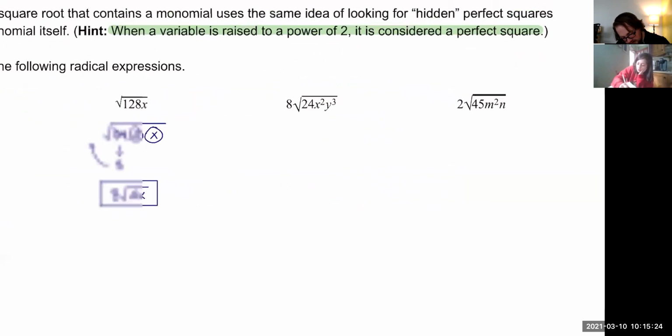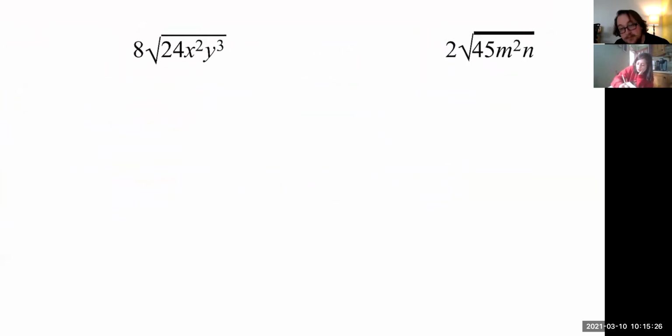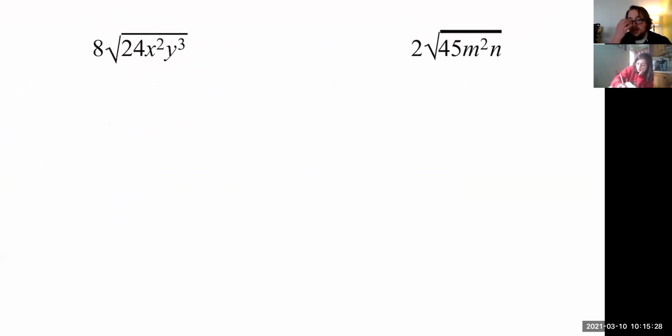I'm gonna bring up, I think I have 2 more. Yeah, here's the last 2. A little bit more involved. So this next one has something out inside. Now we have 2 variables inside. That's okay. We're still just going to break it down as much as we possibly can.